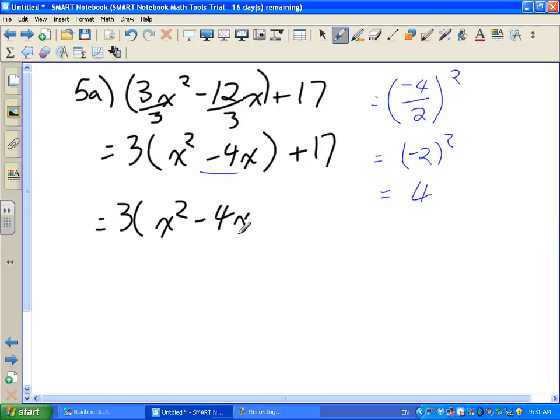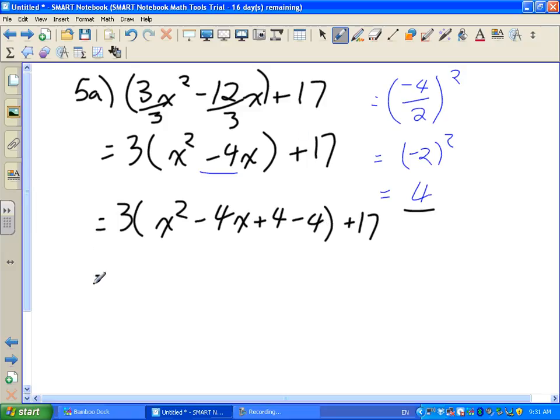So what I need to put into the brackets again is I now have to add and subtract this 4 inside the bracket. So I put positive 4, negative 4, and I bring down the 17. Again, remember, this positive and negative 4, they're just creating a 0. So technically, they don't change the equation. But they're helping us to create a perfect square. That's the whole goal of this.